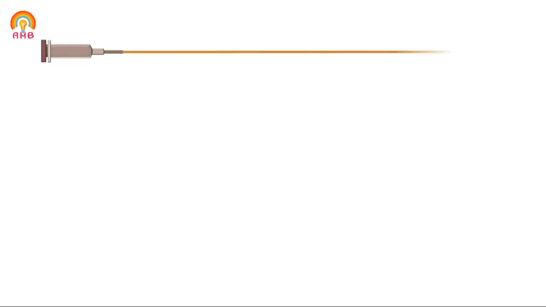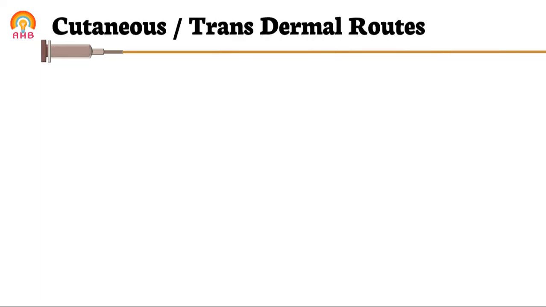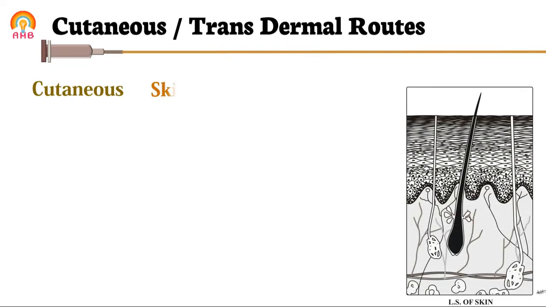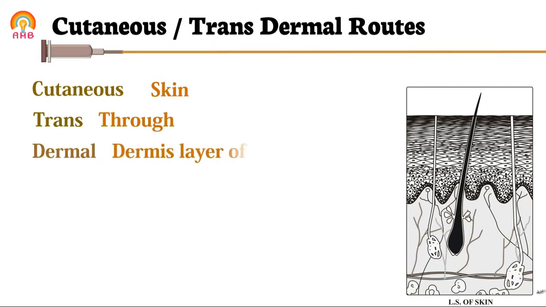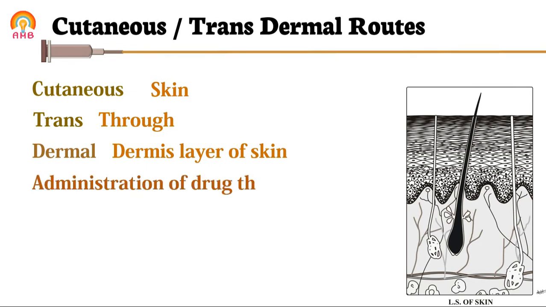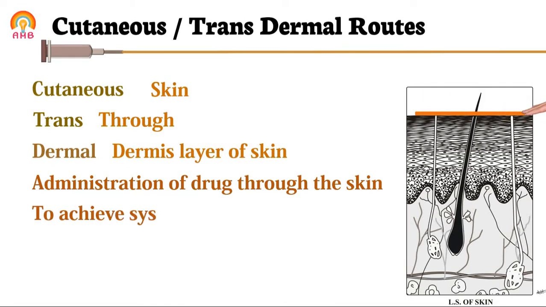First we are going to discuss about cutaneous or transdermal route. Cutaneous means skin, thus this route is related with the skin. Transdermal is the word which came from two words. Trans means through and dermal means dermis layer of the skin. Thus cutaneous or transdermal route means absorption or administration of drug through the skin to achieve systemic effect.